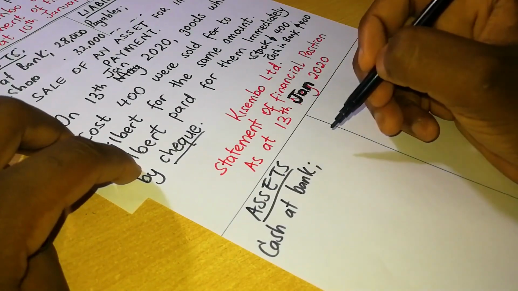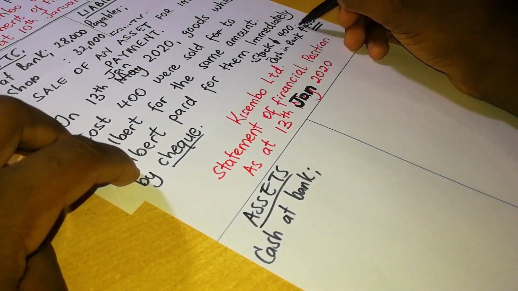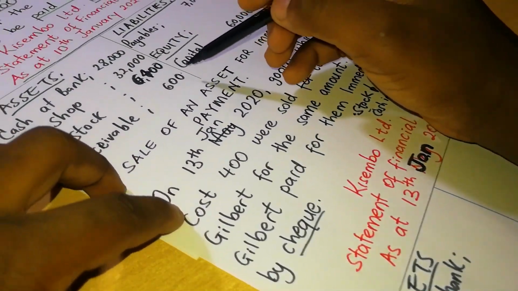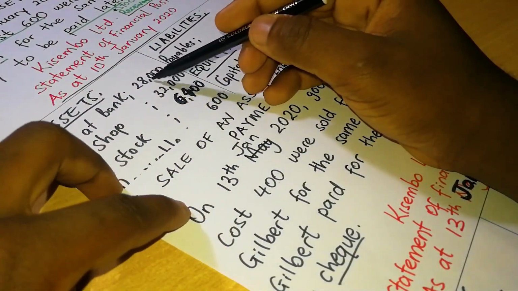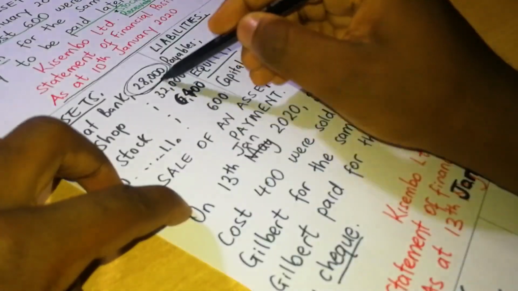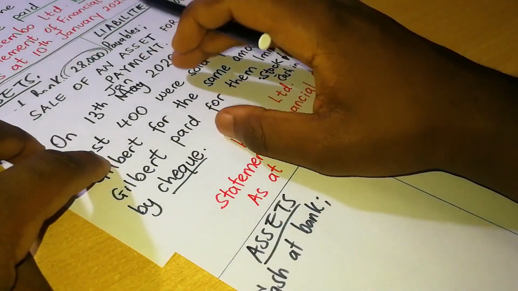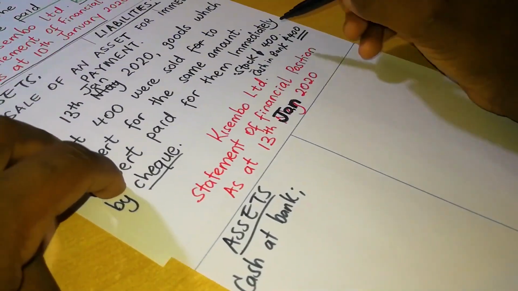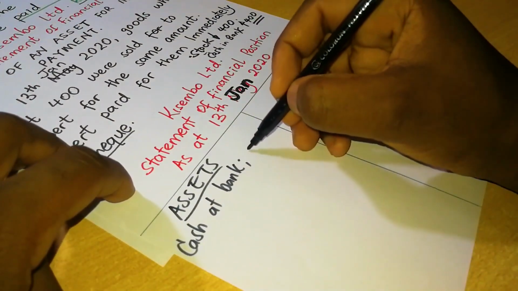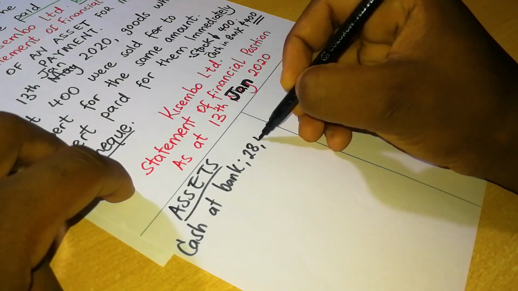Now our cash at bank, remember, increased by 400. So in our previous write-up of the balance sheet, we had our cash at bank as 28,000. So if our previous cash at bank was 28,000, and now as a result of this new transaction our cash increases by 400, it means now our new cash at bank is 28,400.